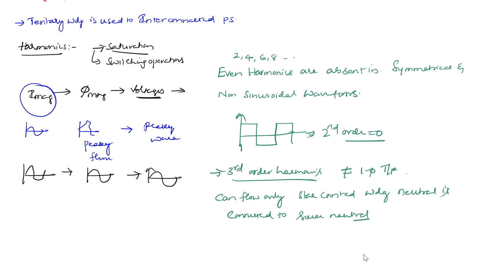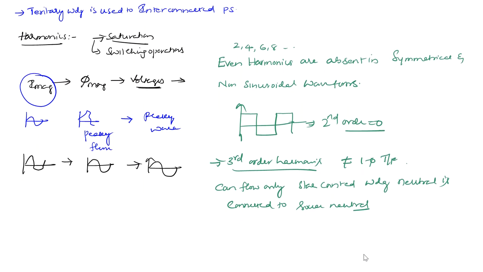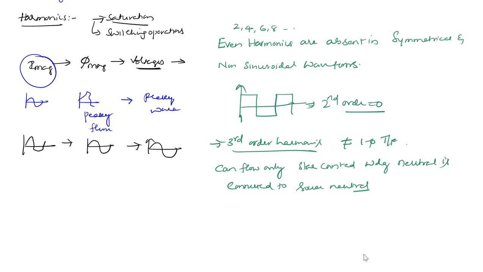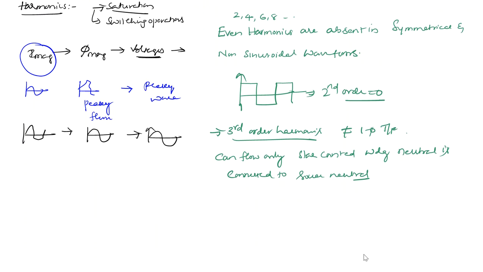Okay, so there's a possibility of this one. What about in case of delta connected winding? In delta connected winding, third order harmonics will flow inside the winding only, but not outside of the winding. Okay, so third order harmonics can flow in case of different configurations of transformer that we will see here.